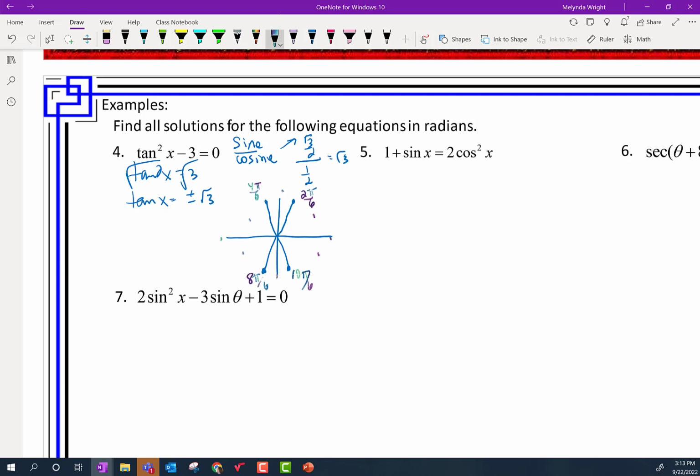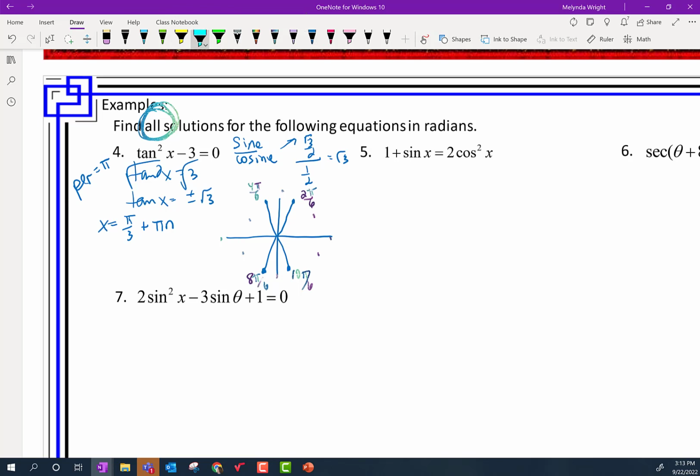But what I would like to talk about is, and this is asking for all. This is all. Okay, so what do we need to do? We need to do that plus thing. What is the normal period for tangent? Pi. So for tangent, the period equals pi. Okay, so let's just start with this first quadrant. So I would say x equals, let's see, 2 pi over 6 reduces to pi over 3 plus pi n. That's what they would want you to do. And I want to point something out to you.